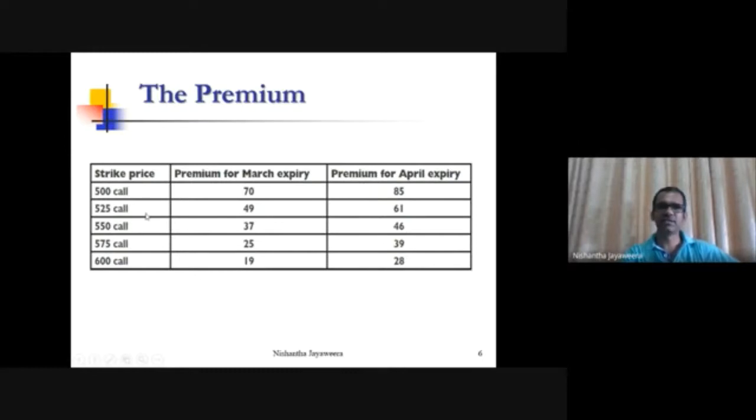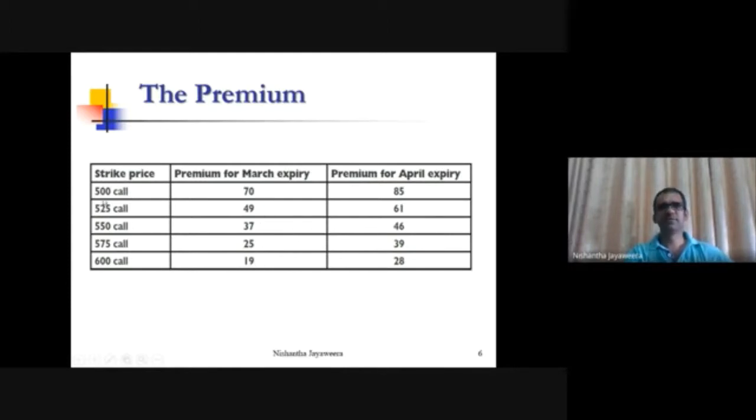Even in the next one, you can see the same relationship, 49 to 61. The premium increases. 37, 46. The premium increases from March expiry to April expiry. 25, 39, 19, 28. You can see when the time to expiry increases, the premium increases. But if you go down one of these columns, you can see the premium decreases.